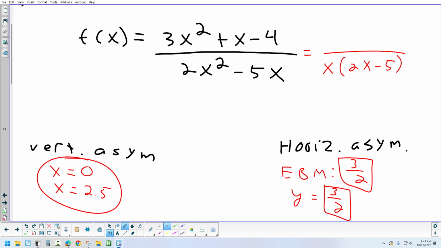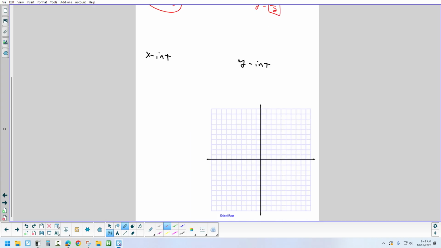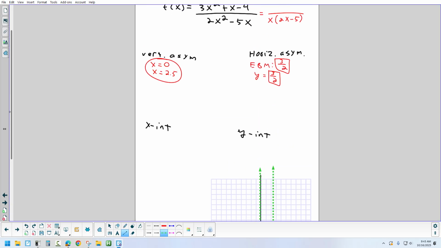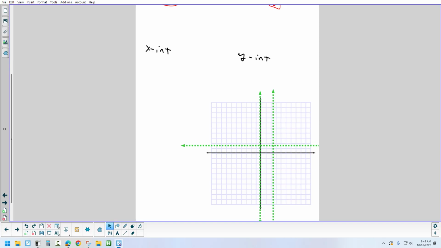Okay, so let's start sketching some asymptotes. We got verticals at 0 and 2.5. So I got one at 0. I got one at 2.5. And I got a horizontal asymptote at 3/2, which is 1.5. Close enough. Okay, so we got all that.